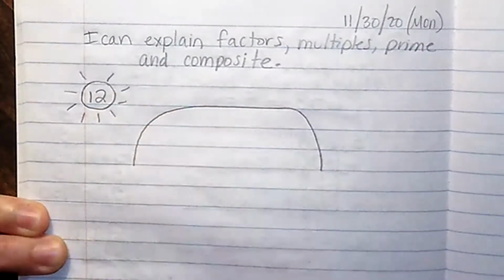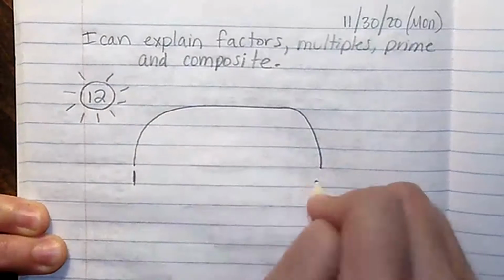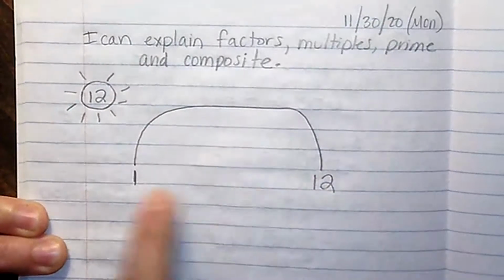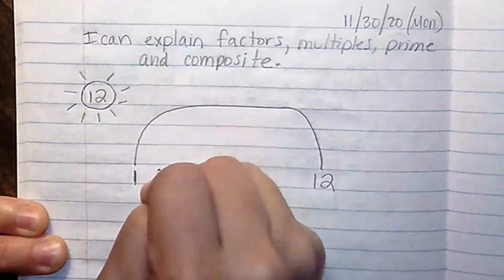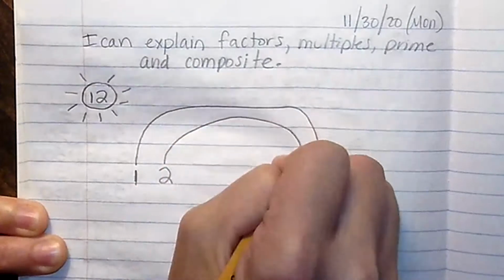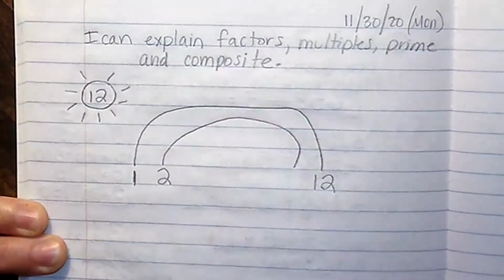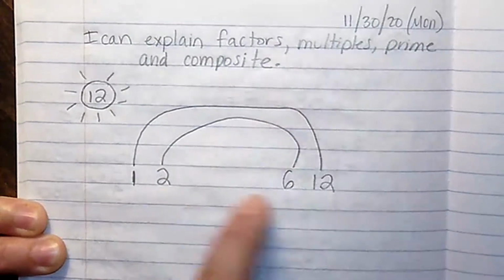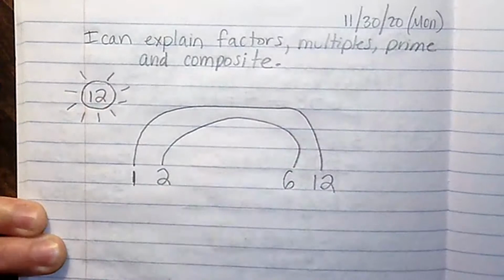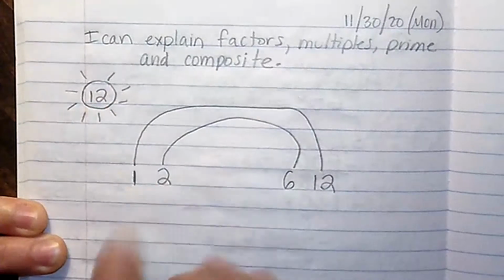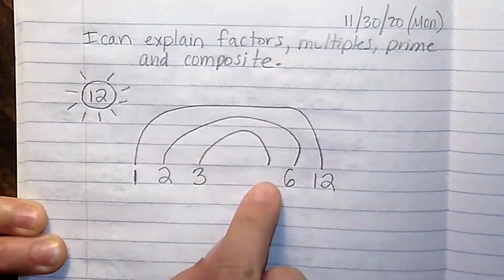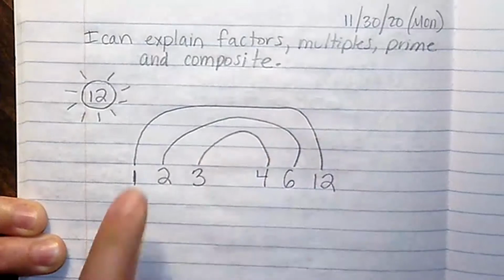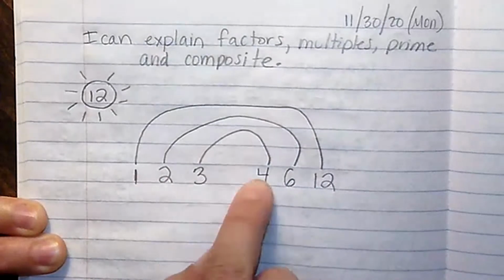So leave that line. But I'm going to start my rainbow with 1 times 12, because 1 times 12 gives me 12. Now I'm going to go in order. Can I do 2 times any other number? 2 times what would give me 12? 2 times 6. 2 times 6 equals 12. All right, so I did 1, I did 2. Let's try 3. 3 times something gives me 12. 3 times 4. So I have 1, 2, 3, and then 4 is already in my rainbow.